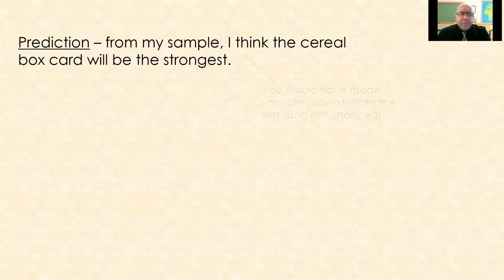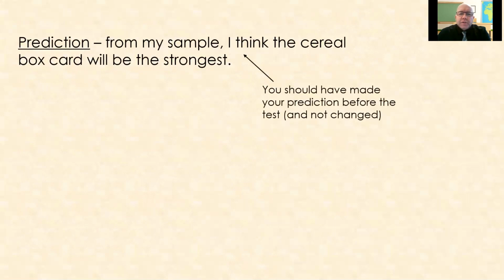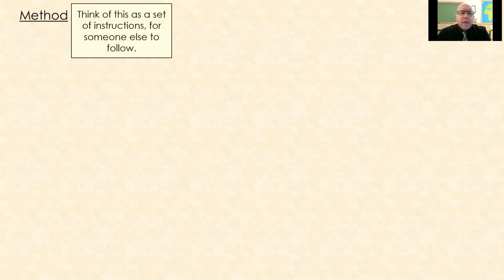After the prediction, as I say, that should have happened before we started the write-up. Next comes the method. What did we do? Think of this as a set of instructions for someone else to follow. Imagine if you just gave your write-up to another scientist and said, go away and do the same test that I did. It should be like a set of instructions.